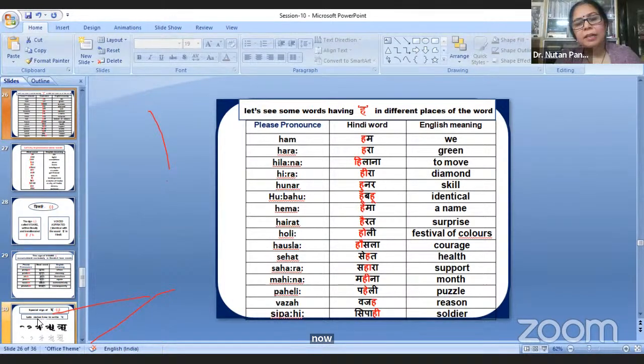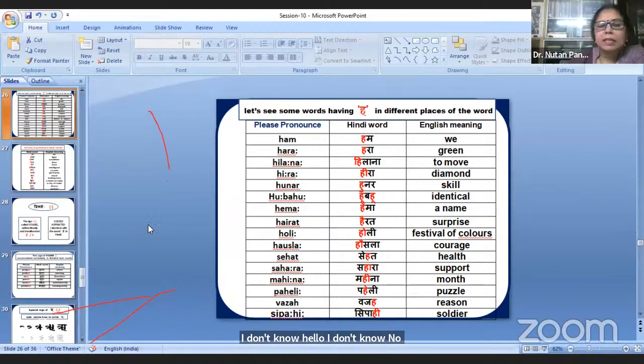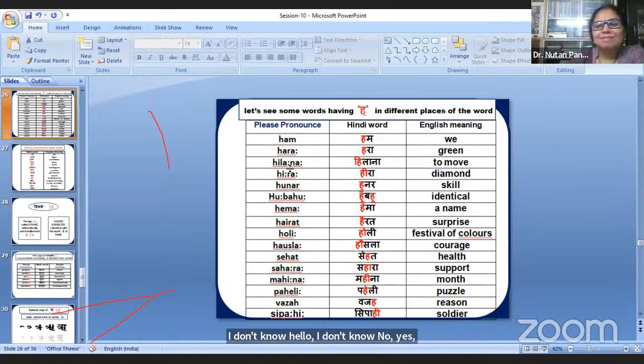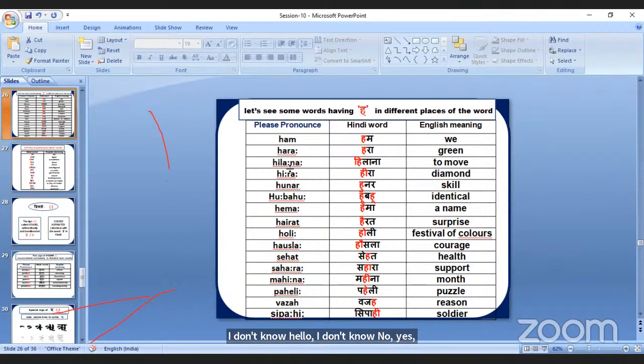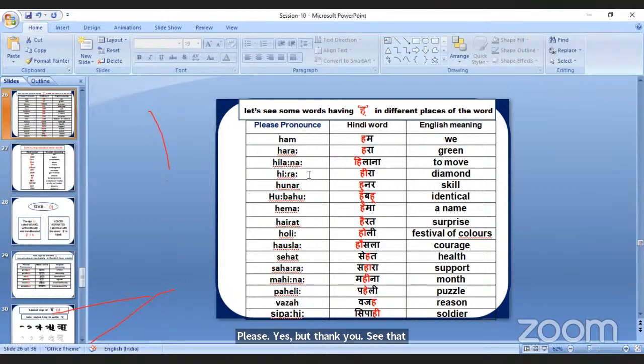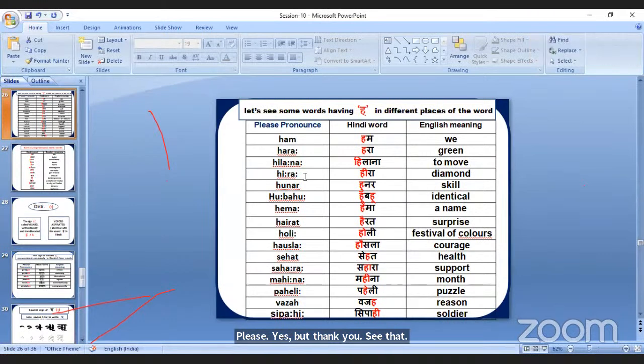It is a color. Green color. Hara. Hara. Khilana. Khilana to you. Please. Yes. Good. Thank you. Hira. Both are long. E and R sound are long. Hira. Hira means diamond.